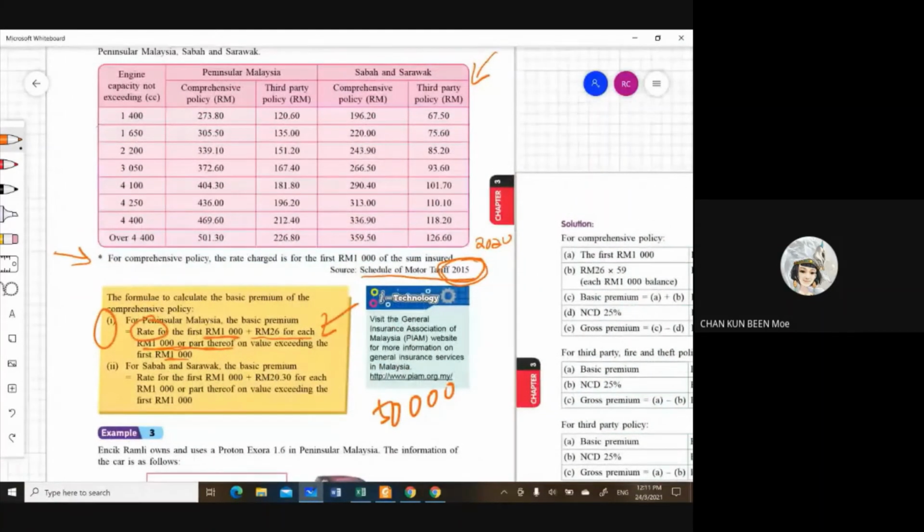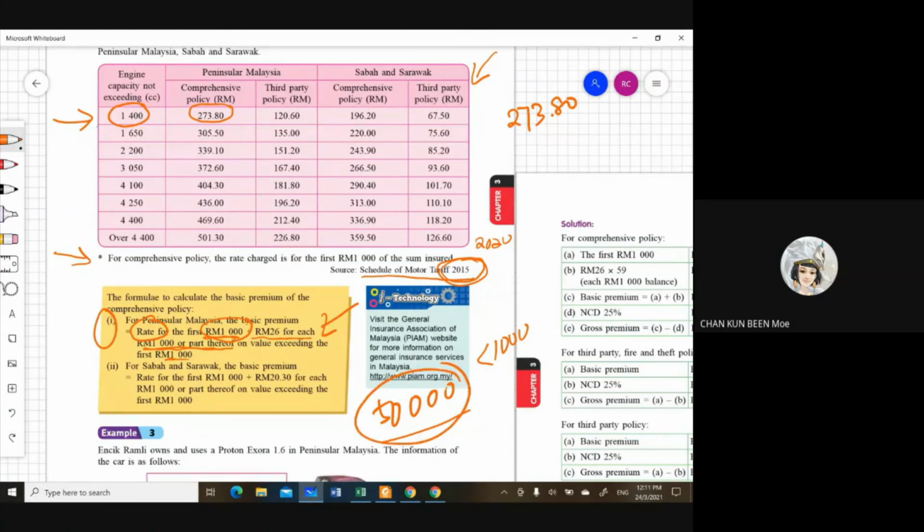So if you bought a comprehensive policy for a Myvi, the capacity of the engine is less than 1,000, so we are going to choose this one. This is the engine capacity. They start with 1,400. Okay, under the comprehensive policy, it will be 273.8. So that is the first 1,000, which is 273.8. I write it down here.